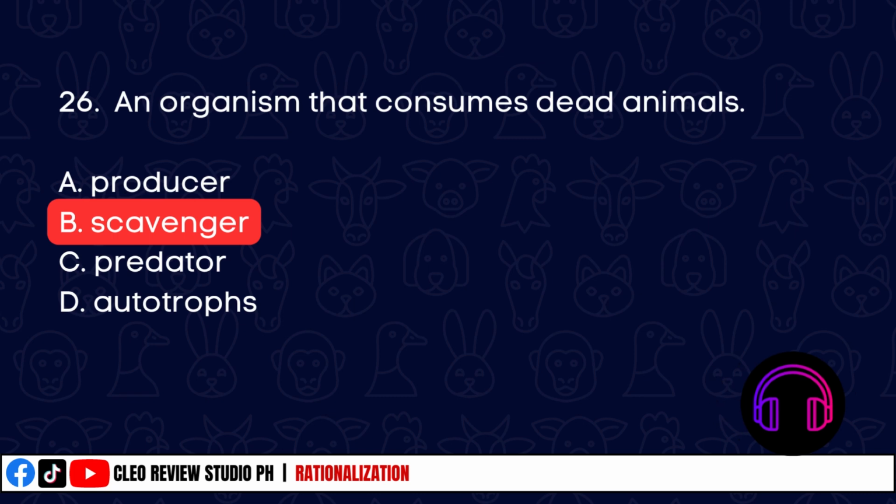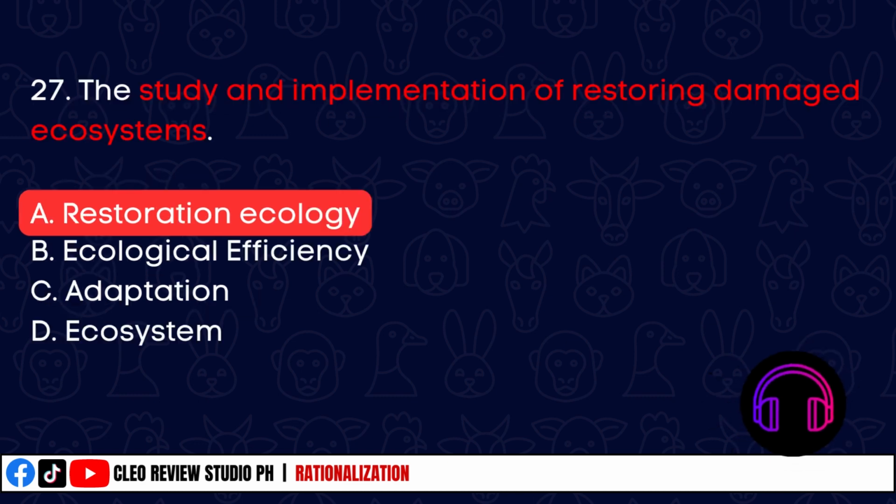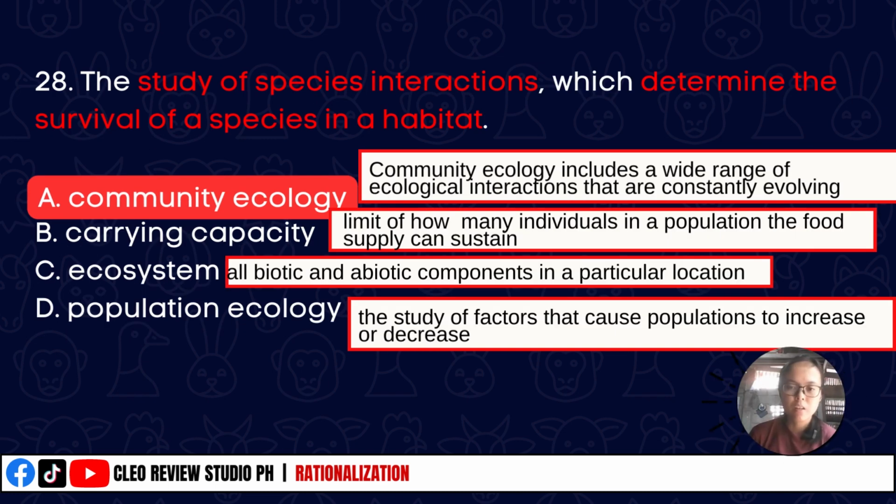An organism that consumes dead animals. The correct answer is scavenger. One of the prominent examples of a scavenger is the vulture. The study and implementation of restoring damaged ecosystems. As I always say, sometimes the answer is already in the question. Anyway, the correct answer is restoration energy. The study of species interactions which determine the survival of a species in a habitat. The correct answer is community ecology. Population ecology is different, in which it studies the investigation of the reasons why populations change over time.